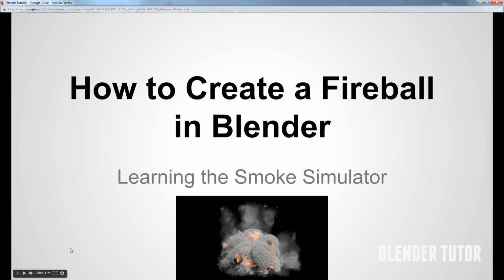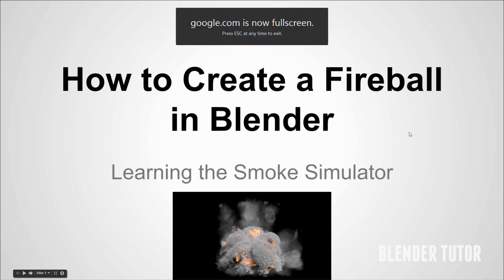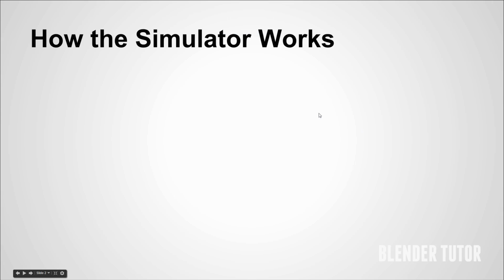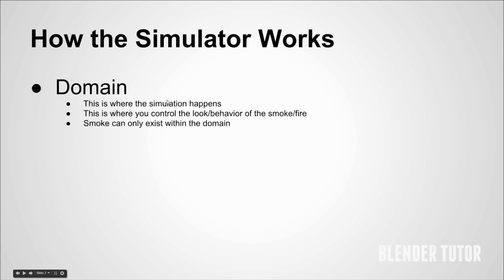Really quick, I'm going to go over just a few of the fundamentals of what you'll need to know, and then we're going to get right into Blender and start creating. So how this simulator works: basically, there are going to be two main objects that you need no matter what, and then there's a third one that is very useful depending on what you're creating. So the first object is going to be the domain object. That's basically going to be the area where the simulation happens inside of Blender. So without a domain object, you cannot have smoke.